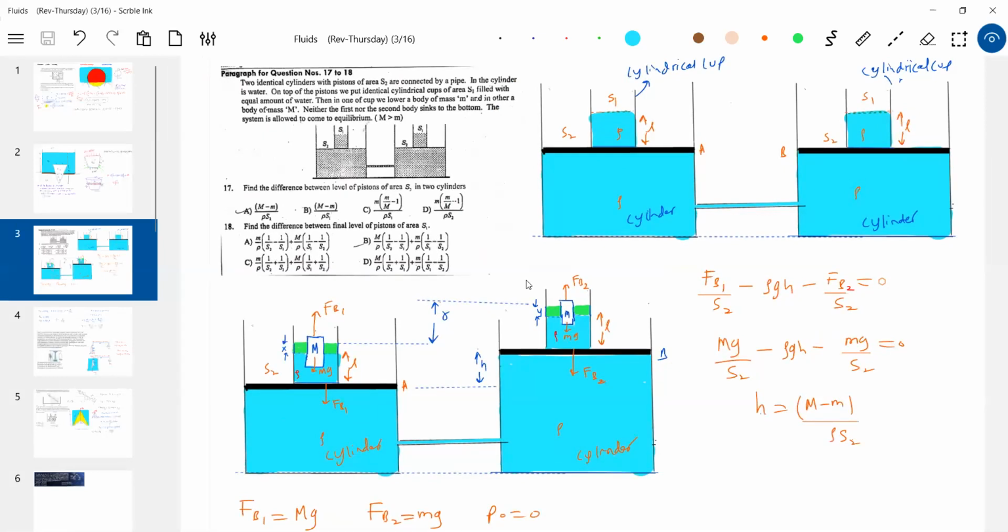Okay, read the question. These are cylinders, cylindrical cups. I indicated here, cylindrical cups. The area of cross section of the cylinder is S2. That of the cylindrical cups is S1. And there's a piston. A and B will be the reference.